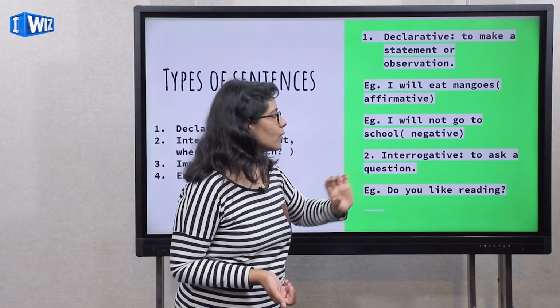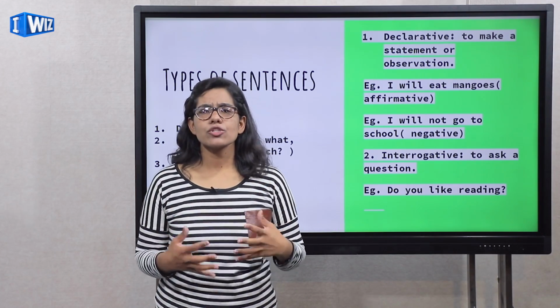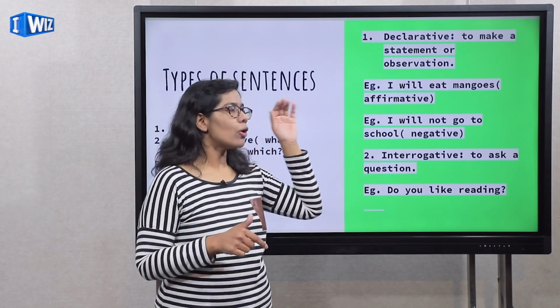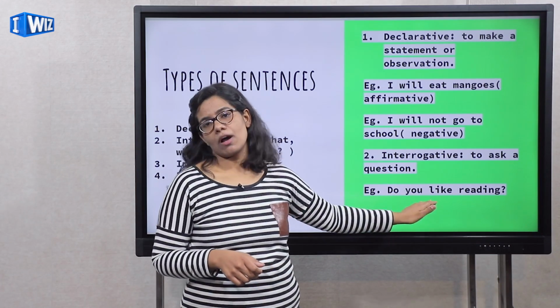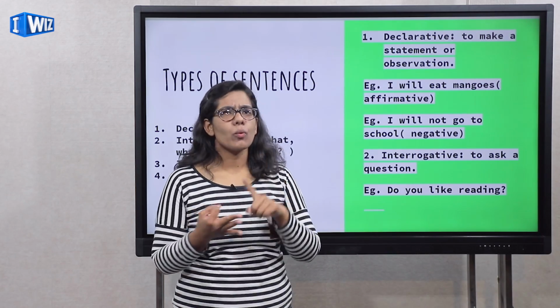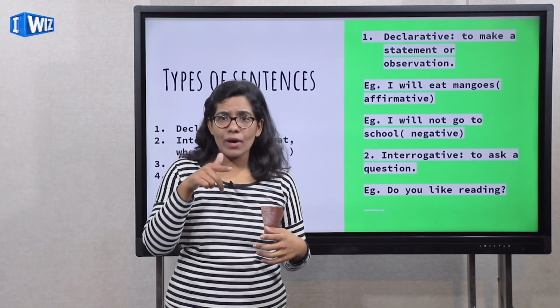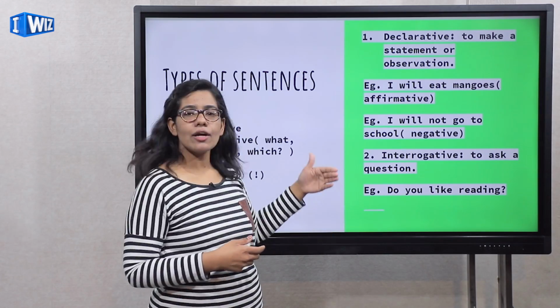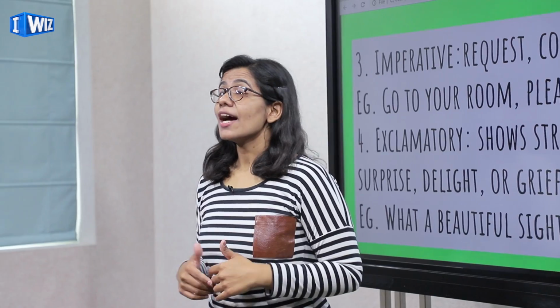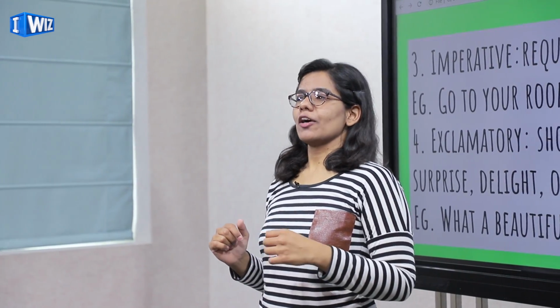Next we have interrogative. Like we said, interrogation is always asking questions. What are you reading? Question mark. They will always end with a question mark. What is your name? Question mark, right? What, when, where, how, all these words starting with WH, they'll come under interrogative sentences. What a beautiful sight. That will end with an exclamation mark.